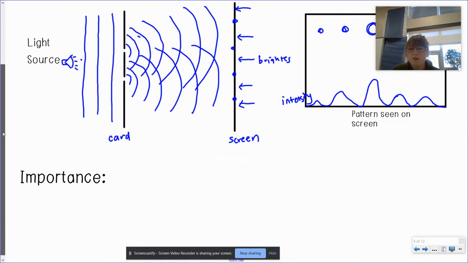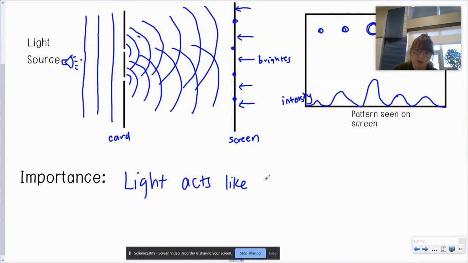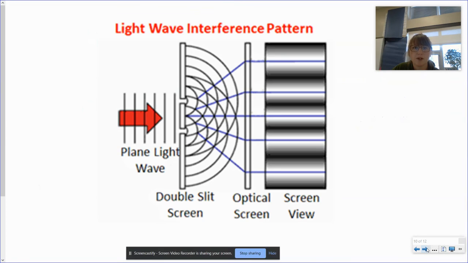So importance. This experiment proved that light acts like a wave. Super, super cool. We've already known that light acts like a wave, but this experiment proved that. And here's another picture. We've got a light wave coming in, then it diffracts through two openings, and then we get on the screen a bright spot. So that's going to be called a maxima, and then a dim spot, which is a minima.